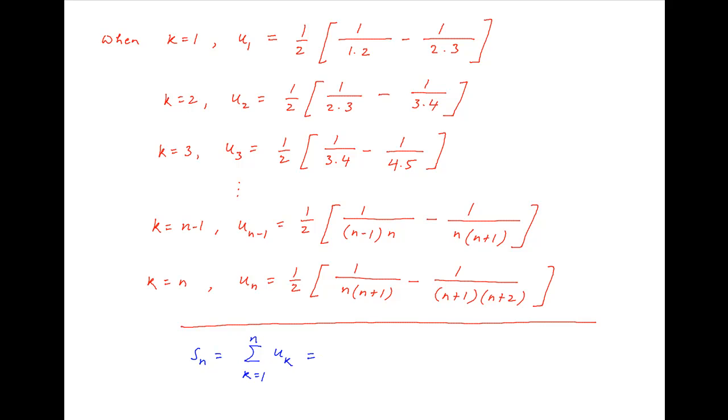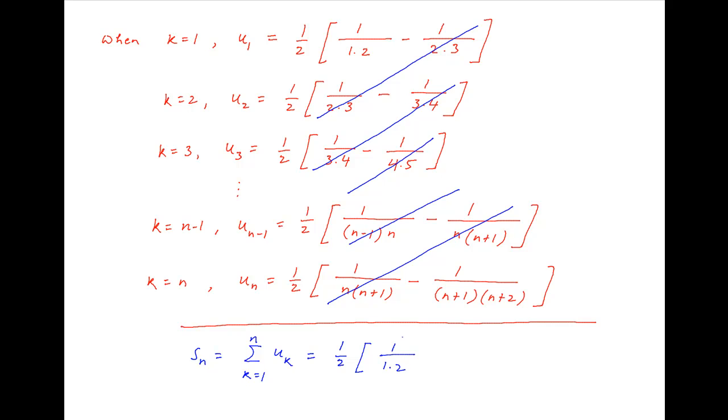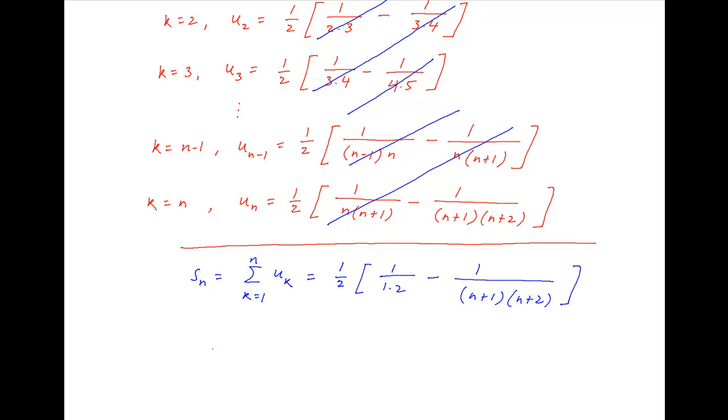And on the right hand side, all the terms cancel out except for the first term in the first row and the last term in the last row. And therefore, the value of the right hand side is equal to half of, in brackets, 1 upon 1 times 2 minus 1 upon (n plus 1) times (n plus 2). And therefore, Sn is equal to 1 upon 4 minus 1 upon 2 times (n plus 1) times (n plus 2), which is the required answer.